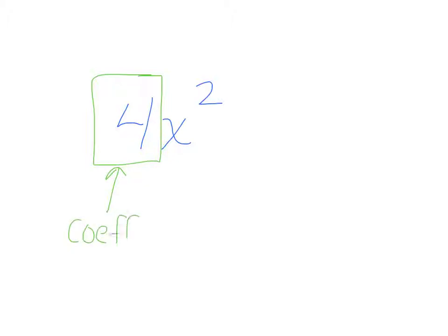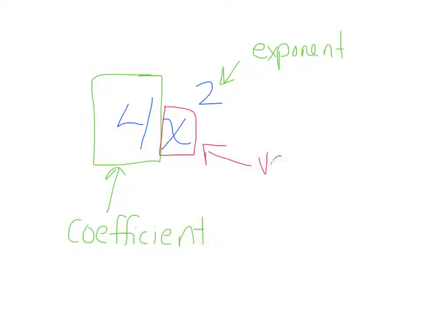When we're looking at a term, such as 4x squared, the number in front of the variable is what's called a coefficient. And then the 2 would be the exponent on the variable. Okay. And then the x would be the variable. Now, we're going to need to work some on simplifying expressions.